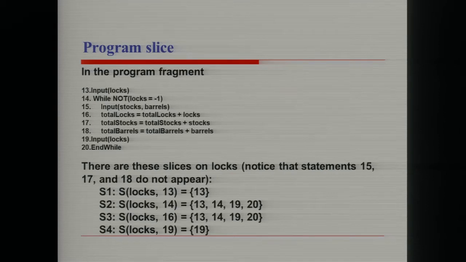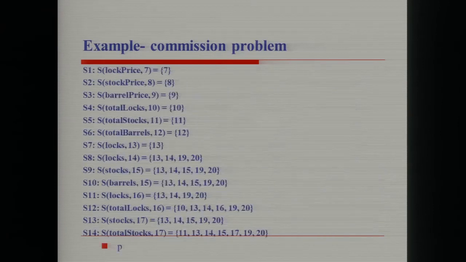So 13, 14, and the next is 19 and 20. Whereas we have ignored 16, we have not included 16 because it is not changing the value of logs. So we have ignored that particular statement. So we are including in the set of the slices 13, 14, 19, 20. Okay. So that becomes the slice number 8.